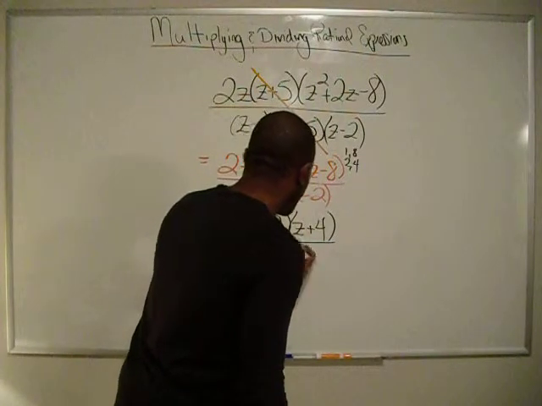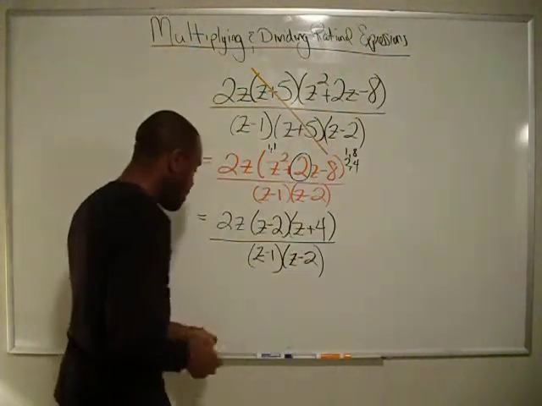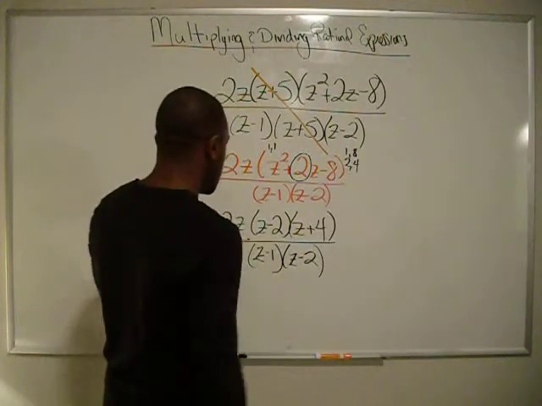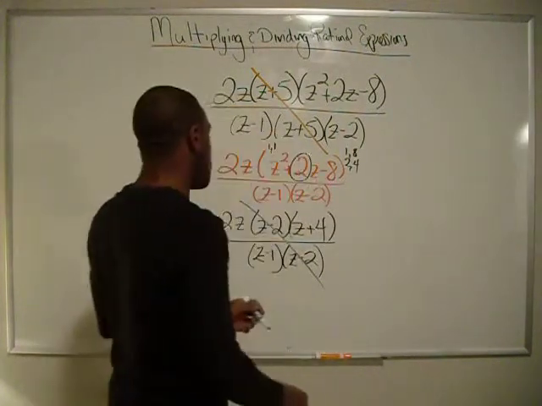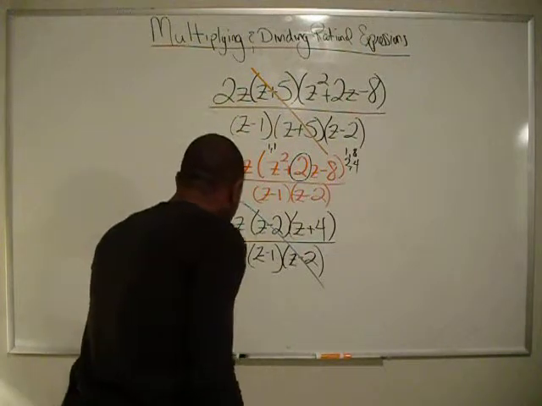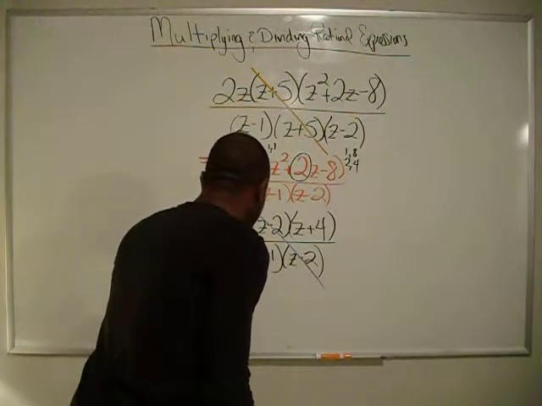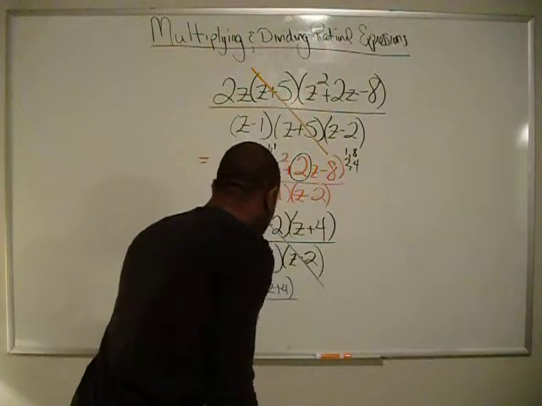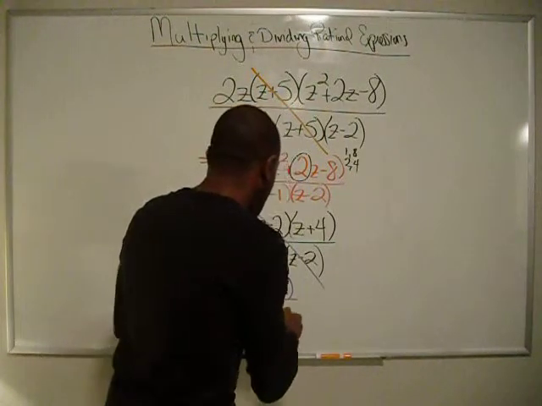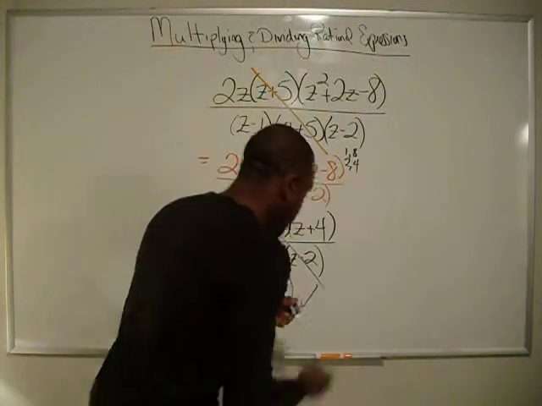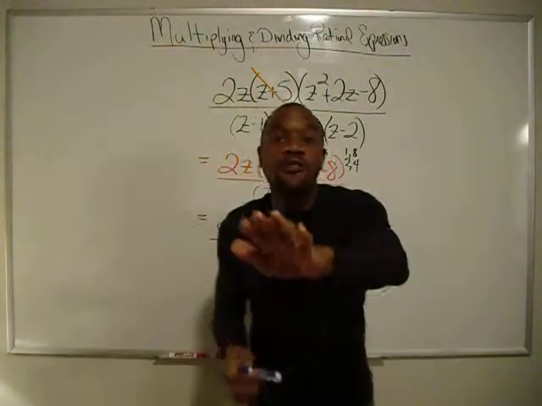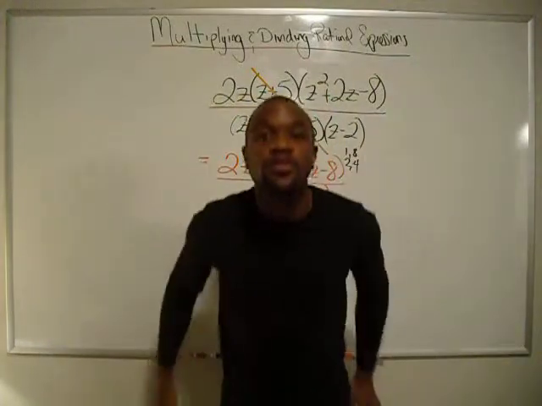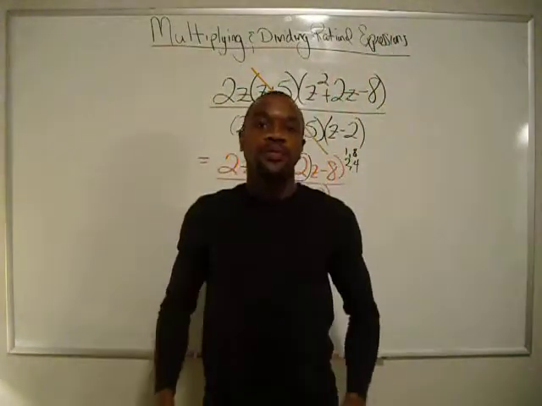z minus 2. Now once again, something looks common, folks. On the top and bottom, as you guessed it, the z minus 2's go out. My final answer then is going to be 2z times z plus 4 all over z minus 1. Checkmate. That's our answer.